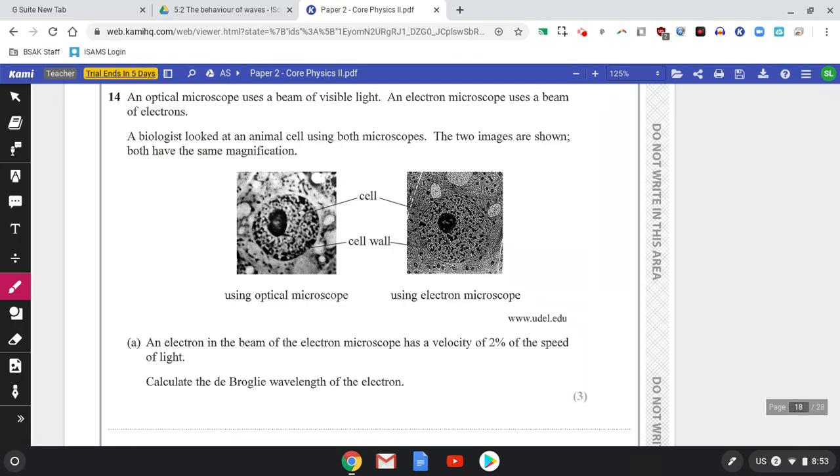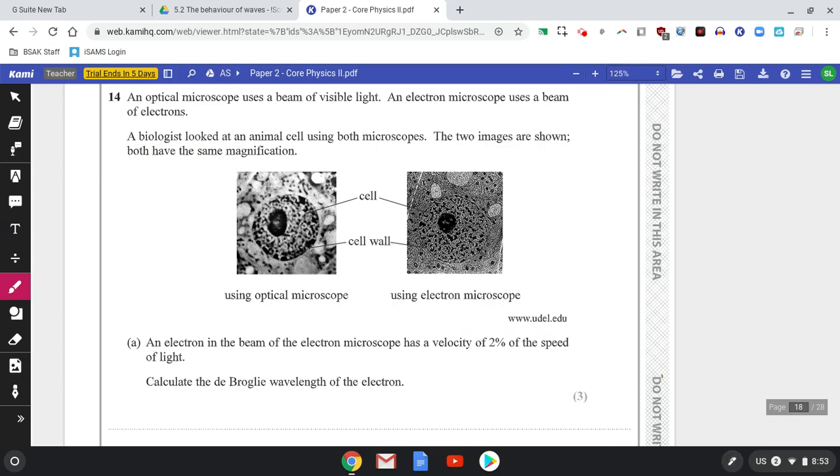I must admit I'm not bowled over by the image from the electron microscope, but you can see a bit more detail. I thought they could have done a bit better here. Anyway, the electron beam of the electron microscope has a velocity of 2% the speed of light. Calculate the de Broglie wavelength of the electron.